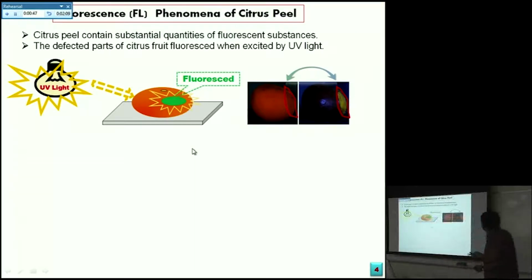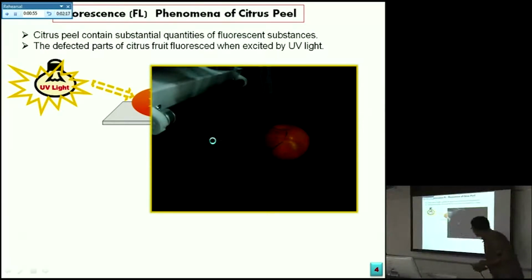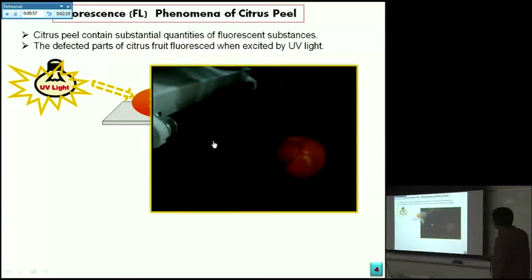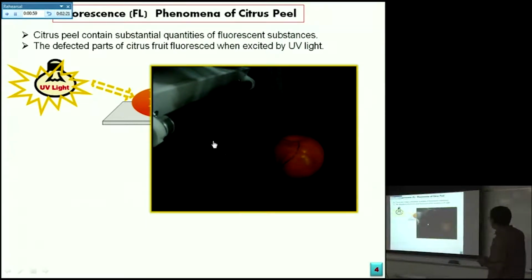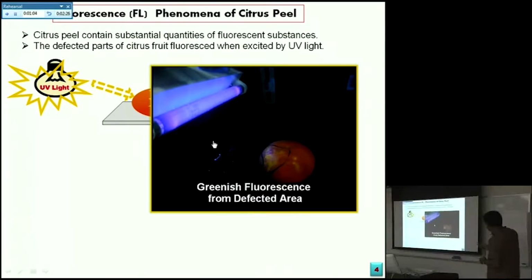And from this short video, we will be clear about the fluorescence reaction or phenomenon from the citrus surface. When excited by UV light, here you can see the damaged or defective area fluoresces. So we can see greenish fluorescence from the defective area. This is the actual phenomenon of the fluorescence imaging based system.